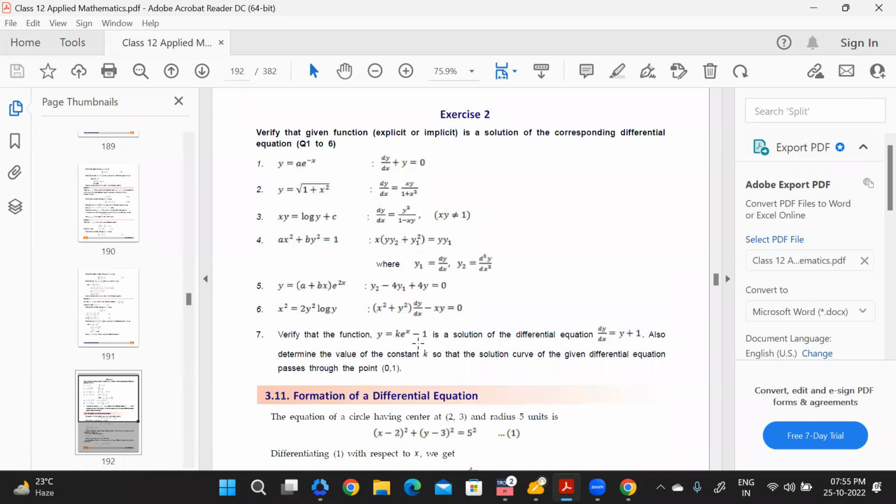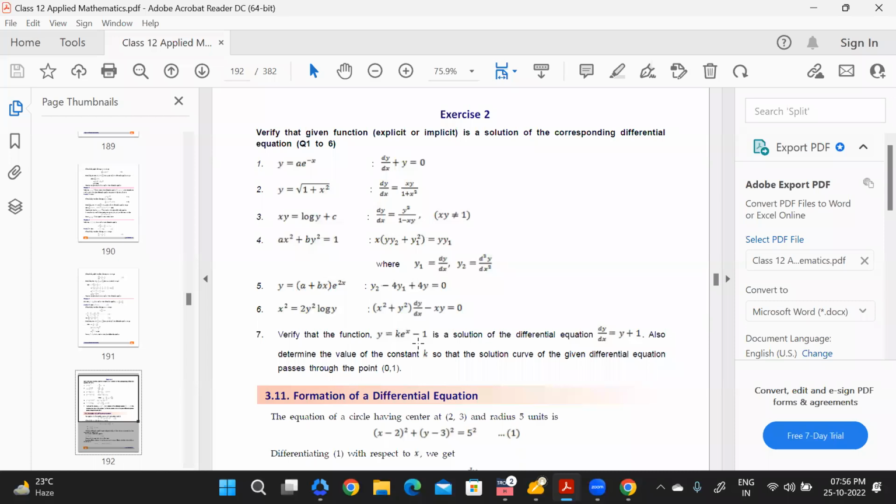So this is another type of question that you will be getting. Verify the given function is a solution of the corresponding differential equation. So we have to verify that the solution given corresponds to the differential equation. So how do you verify a solution? Not just in differential equation, how do you verify a solution of an equation?